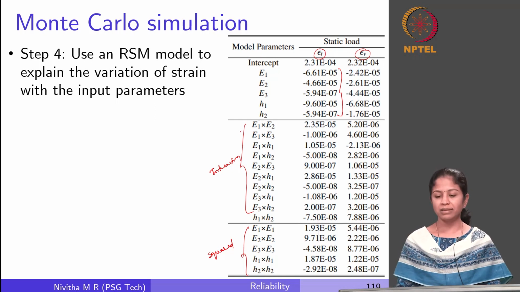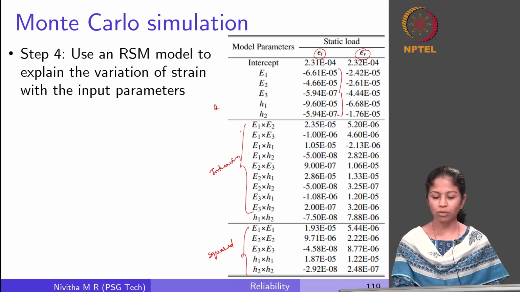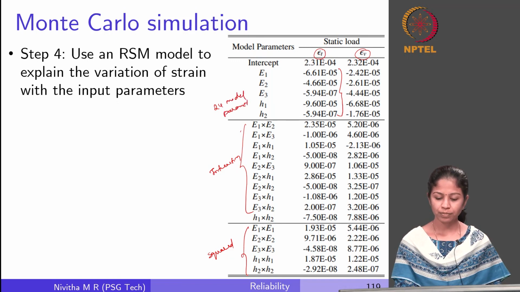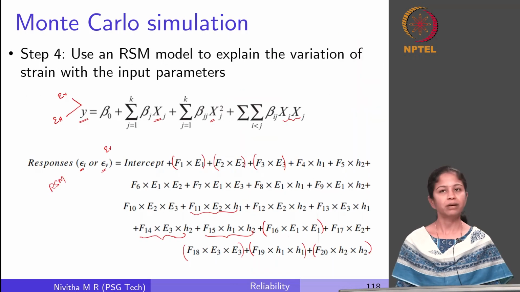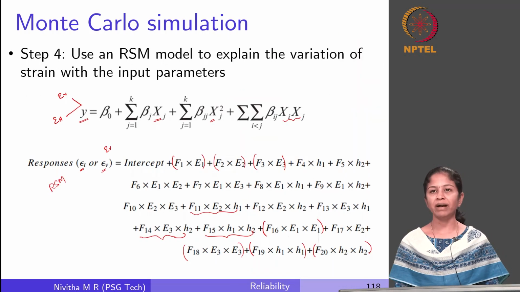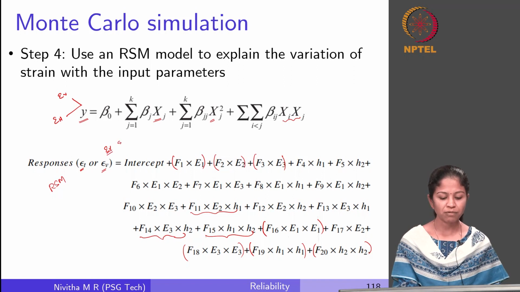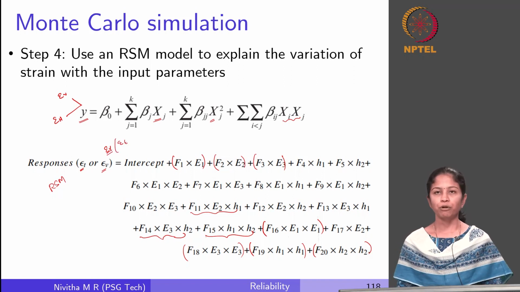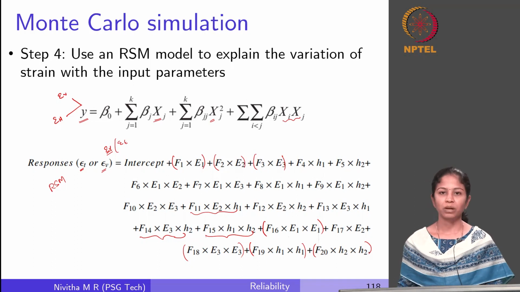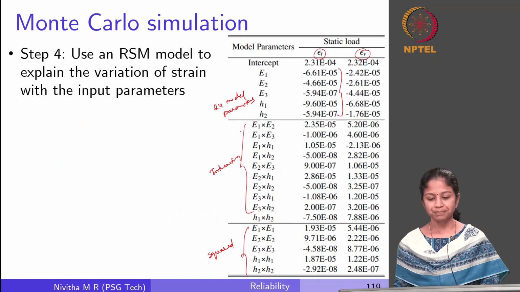Again, we have different sets of values for epsilon T and epsilon V. This is how we get the output. If you count, we will have about 24 model parameters of the form shown here. If I know the values of E1, E2, E3, H1 and H2, I will be able to use this equation and predict the value of epsilon V or epsilon T, provided the values of E1, E2, E3, H1, H2 are within the limits given in step 1. Then I will be able to use this model.